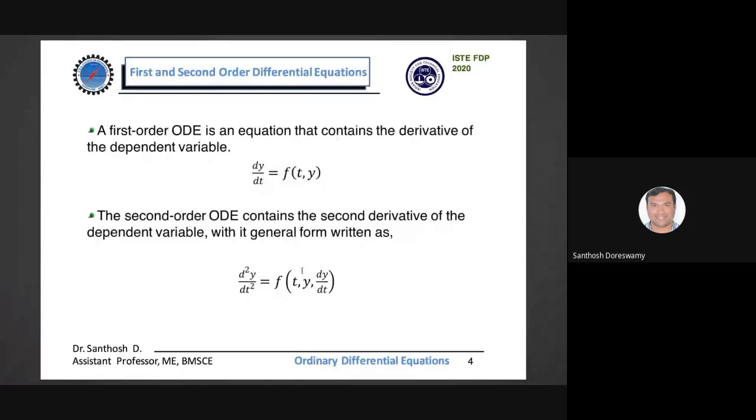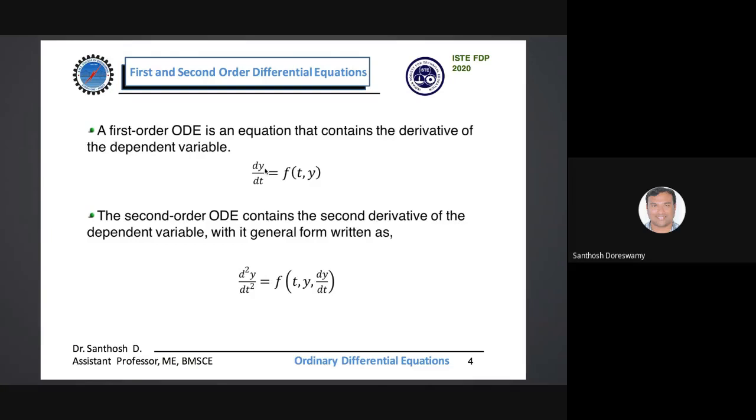Suppose you consider a differential equation of the form dy by dt equals a function of time and y, where y is the dependent variable and t is the independent variable. I might have any function of t comma y. It can be an algebraic function, a polynomial in t and y, a trigonometric function, a hyperbolic function, and so on. In general, a transcendental function.